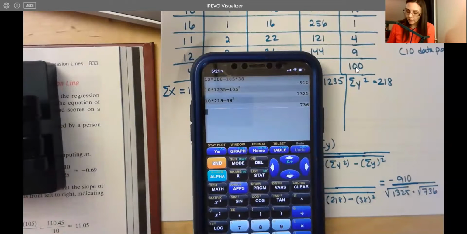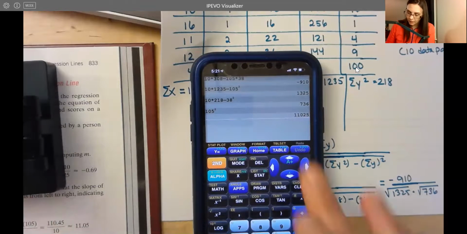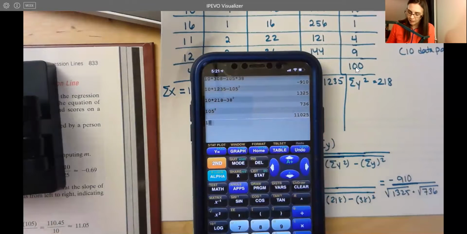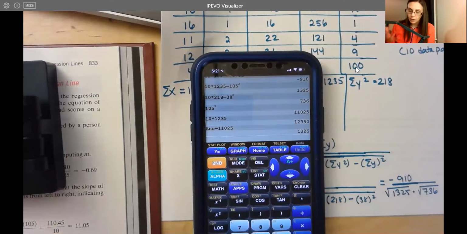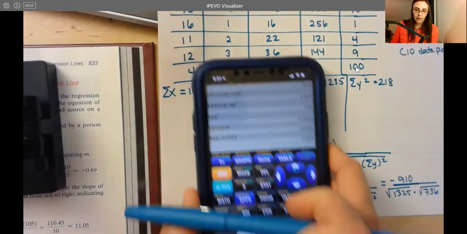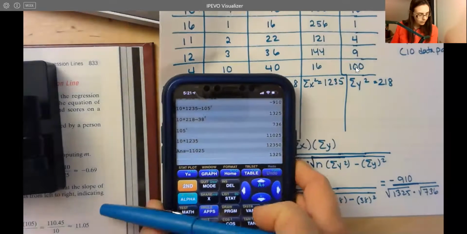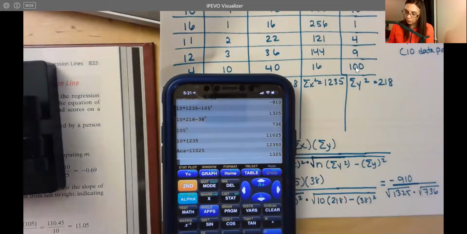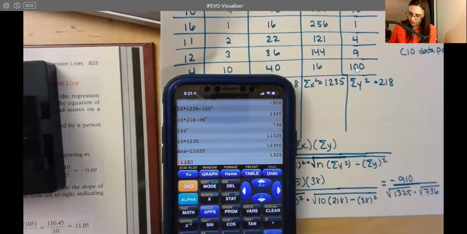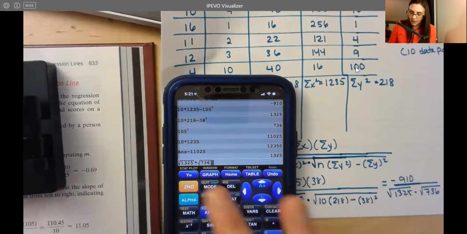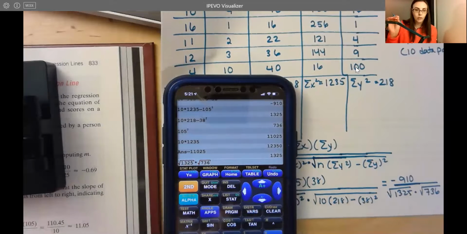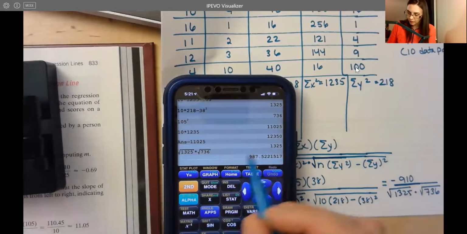Now, if you can't do this all at once, you can always do the 105 squared first, right? And then you can break it into pieces, do 10 times 1235, and then minus that 11,025. So again, you can break it into pieces if you have to make it easier. So the hardest thing here is all that calculator work. Now, you're definitely going to have to do some rounding here. So I'm going to clean up my denominator for a second. I have the square root of 1325 times the square root of 736. Keep in mind these are separate square roots, so it's not all one big square root. I hit enter, and you're going to get a really large number here.